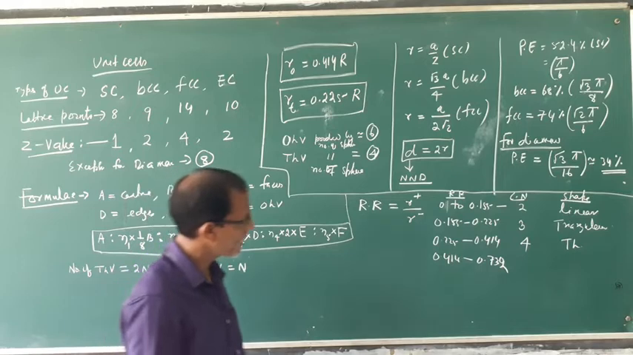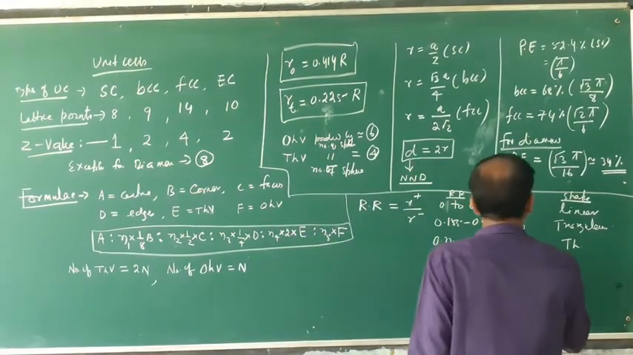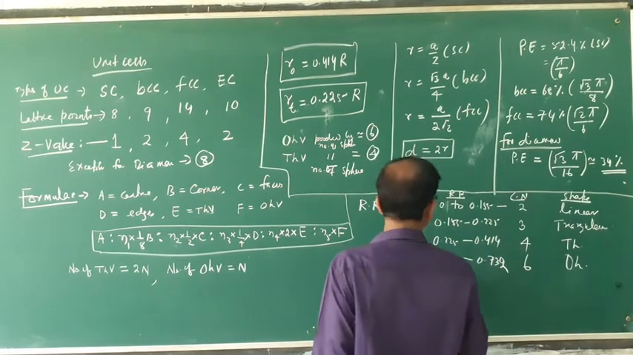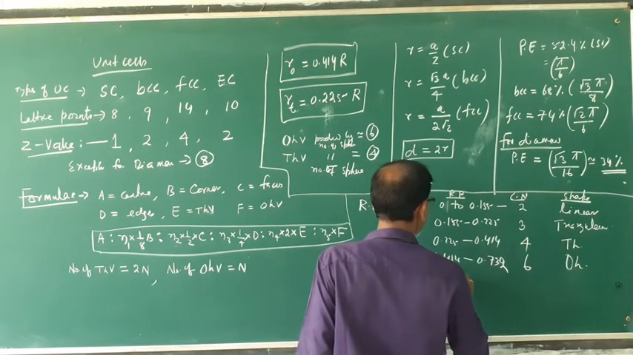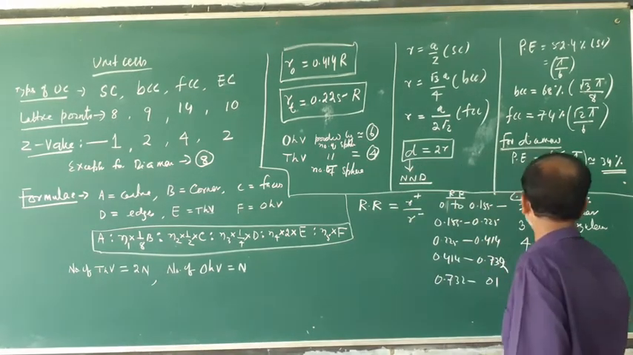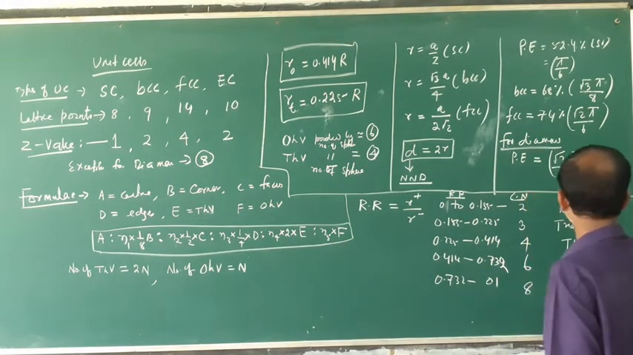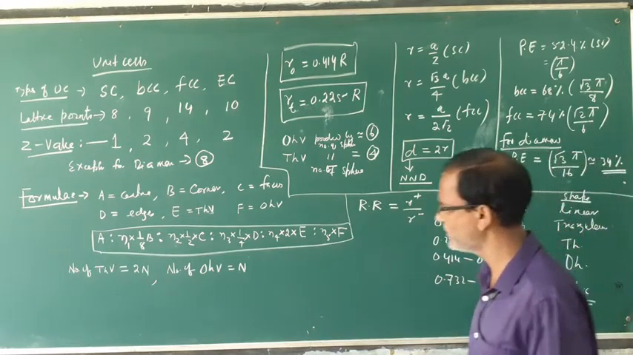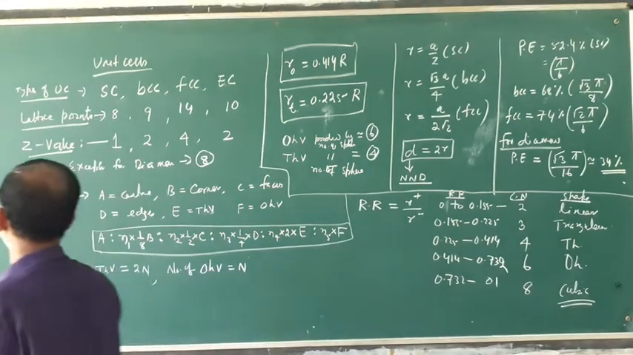0.414 to 0.732, that is 6, octahedral. Then 0.732 to 1, that is 8, and that is cubic pattern. So this is the radius ratio.